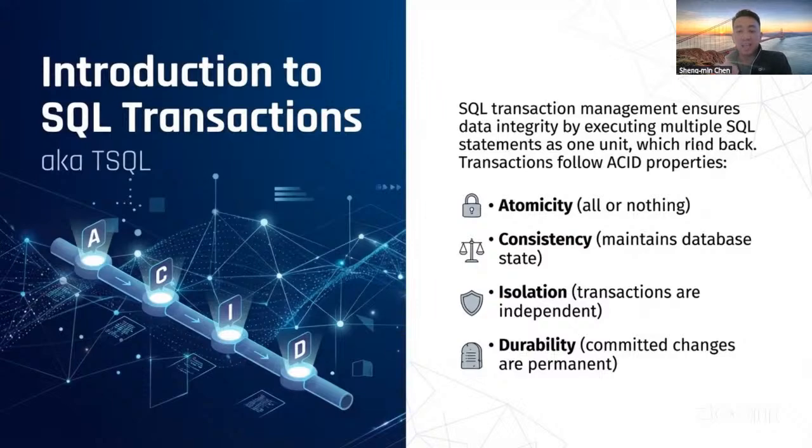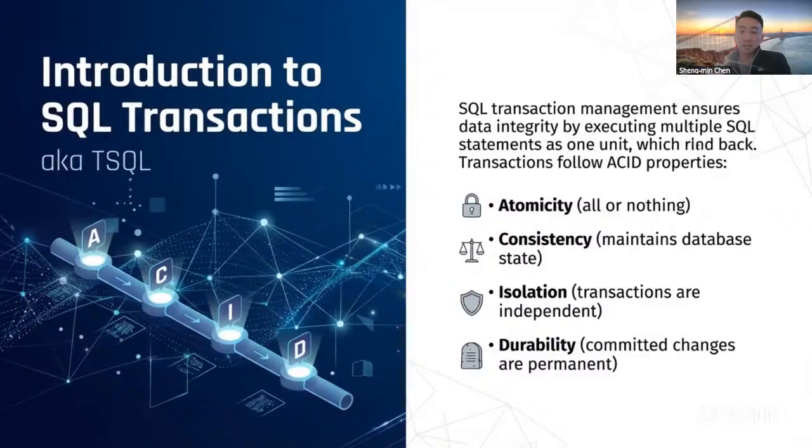It is also famous for the ACID properties: atomicity for the A, consistency for the C, isolation for the I, durability for the D. ACID. Okay? I'm just going to go over what they mean again. All or nothing is atomicity, which we covered before.